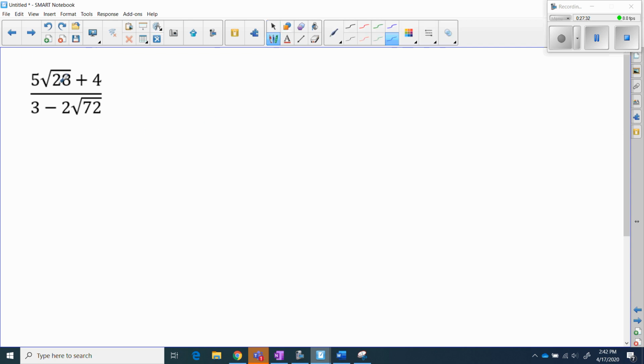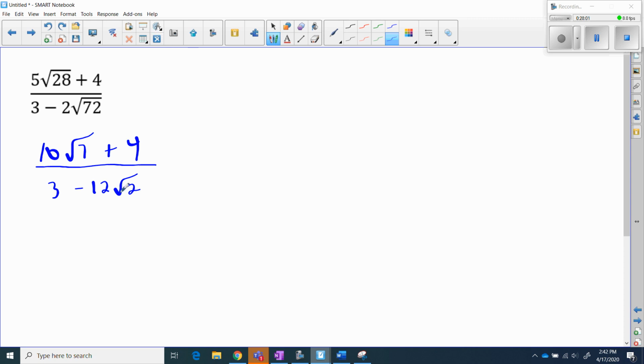So I'm going to simplify this radical and this radical. 28 is 4 times 7. The square root of 4 is 2. So it's going to become 10 square root 7. Or this isn't a radical, it's just a regular old number 4. 3 minus 72: 36 times 2. The square root of 36 is 6. Multiply that by the 2. You'll get 12 radical 2.